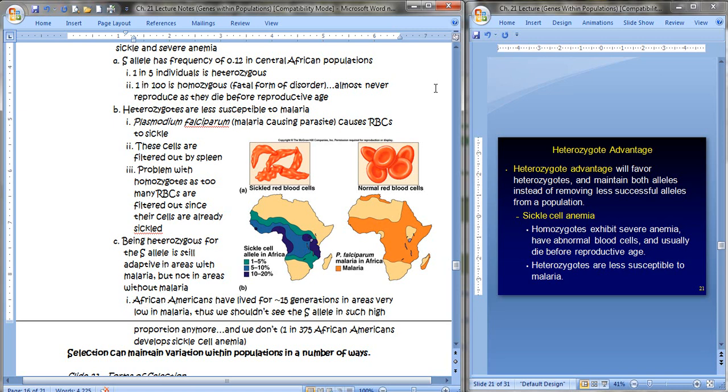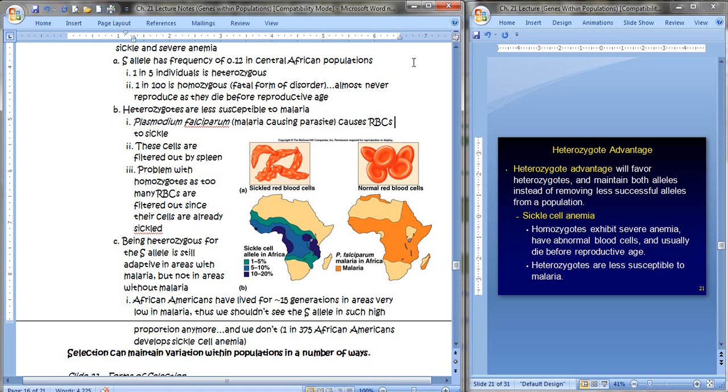Malaria is caused by a plasmodium. It's a parasite, and it causes also the red blood cells to sickle. But these cells can be filtered out by the spleen. However, if you are a homozygote for sickle cell anemia, you have too many red blood cells that are trying to be filtered out by your spleen because you're already sickled, and so you can't handle it. Therefore, being heterozygous for the S allele is still adaptive in areas with malaria, but not in areas without malaria.